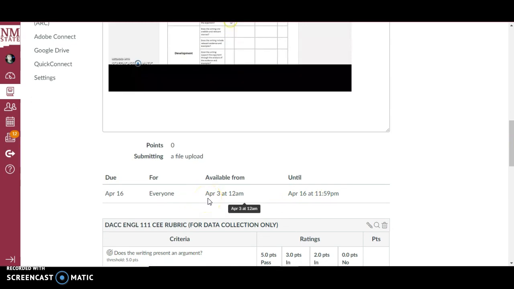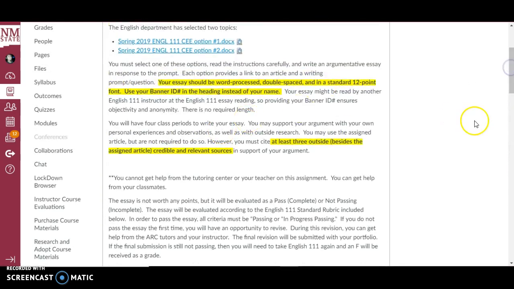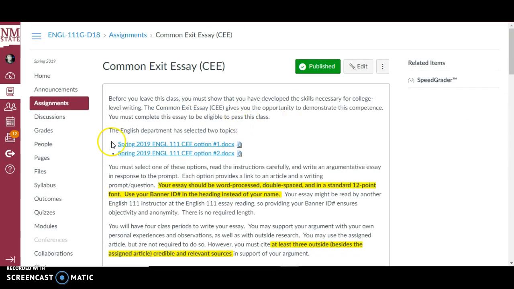So the due date is April 16th. Per the English department instructions, this essay should be assigned either April 3rd or April 4th. So I am assigning it April 3rd and it is due April 16th by 11:59. And keep in mind that it cannot be late for any reason. No late essays will be accepted, so please do not email me late essays.